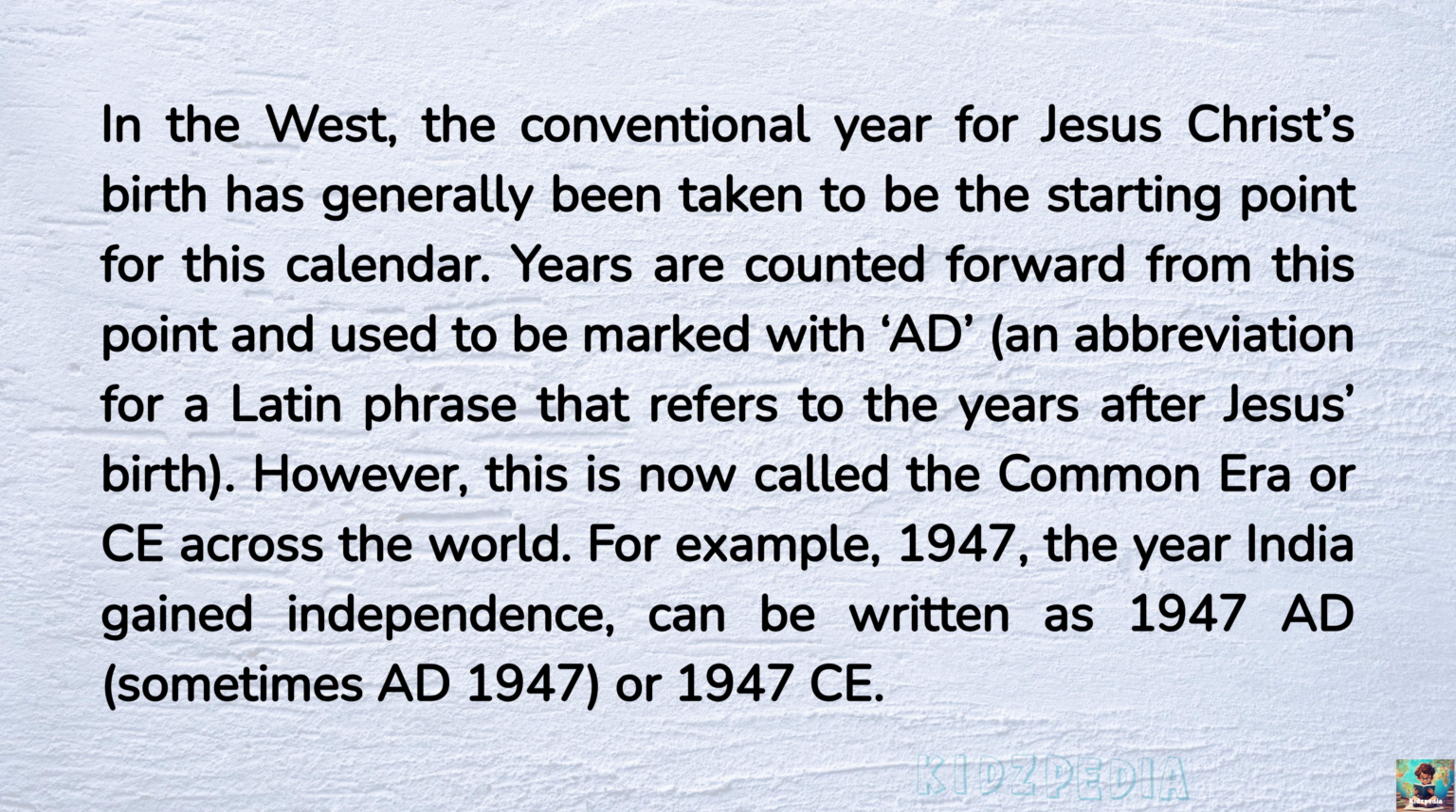So, in many Western countries, the calendar starts from the time people believe Jesus Christ was born. Years after his birth were written as AD, which comes from a Latin phrase. Today, people around the world mostly use CE, which means Common Era. For example, the year India became independent can be written as 1947 AD or 1947 CE. Both mean the same year.